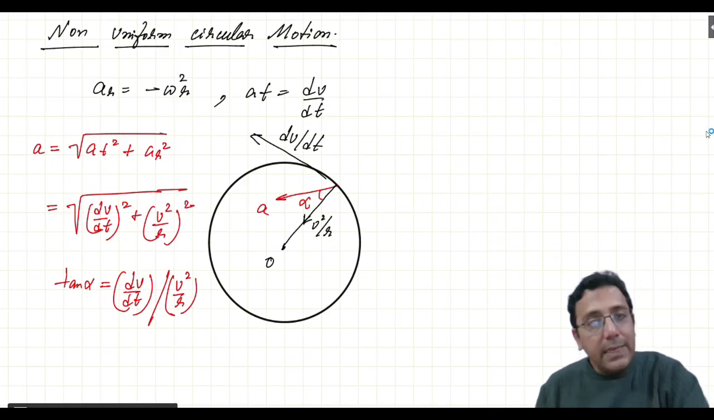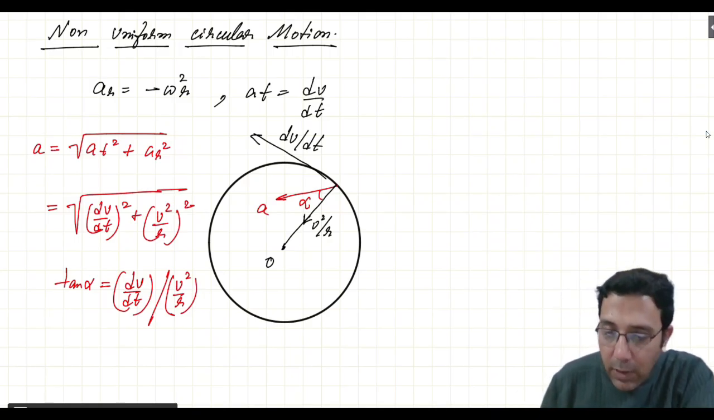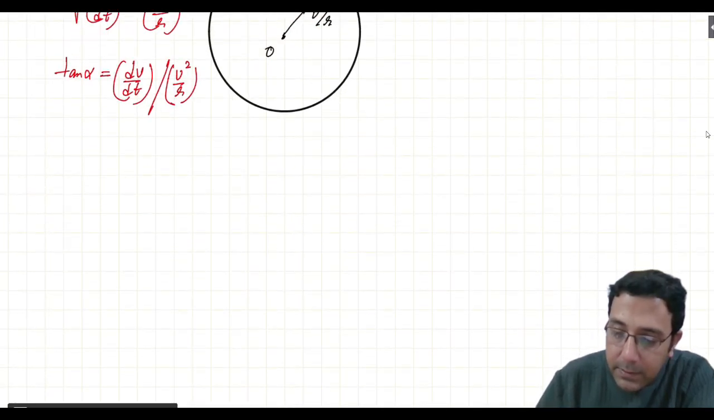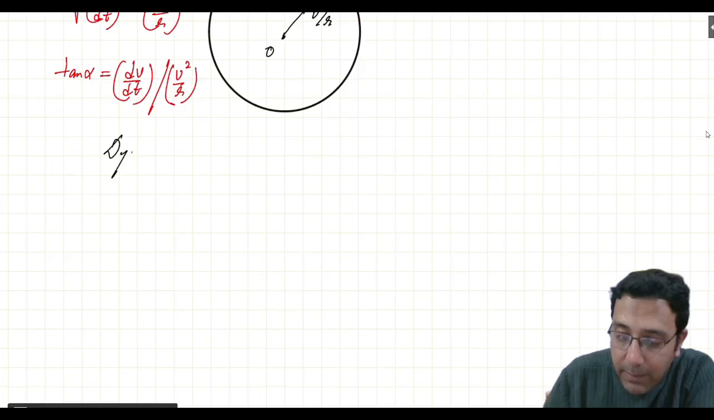So we are seeing the acceleration components of circular motion. Let me see a little bit about the dynamics part of it. Dynamics means force will come.